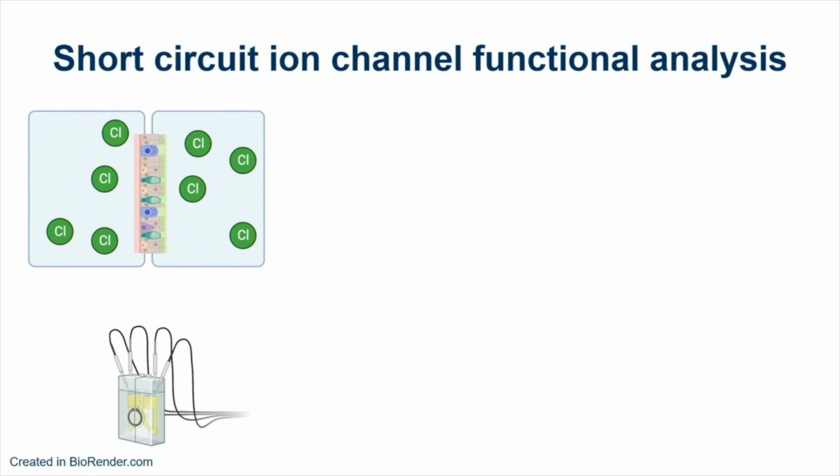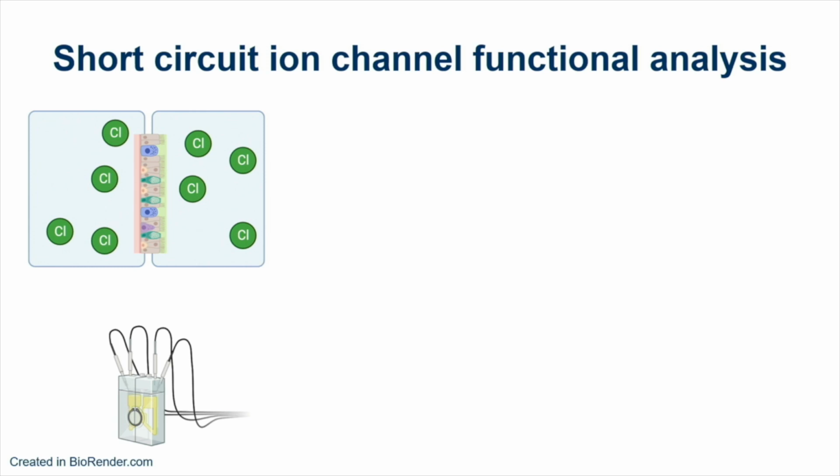Let's see. To briefly go over this concept, we take filters with the differentiated cells and mount them in Ussing chambers, which are equipped with electrodes to measure ion flux across the chambers on either side. Here we're starting with the same chloride concentration on the 2 sides, a symmetric buffer.